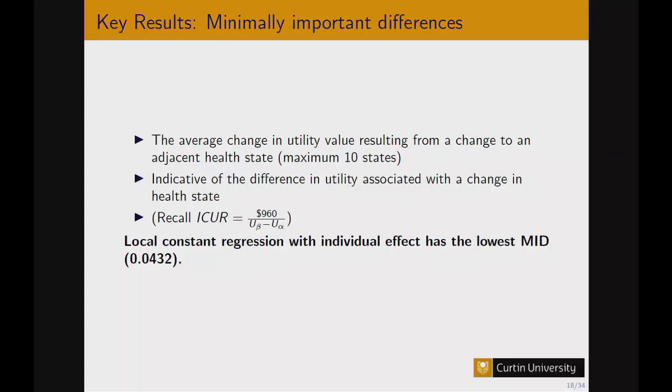So another thing that is done in this literature is to look at the minimally important difference. If we take all of the health states that are nearby, every health state has 10, or sometimes less if they're on the boundary, but there's 10 health states that are one step away in one level. If we take the average of all of those and combine them together, then the local constant regression has the lowest minimally important difference of all of these measures. So it's more sensitive to changes in utility overall. And you may recall that when we're looking at the incremental cost utility ratio, the difference actually makes a difference. Right? If we have very small differences, it's going to relate to larger quality adjusted life year costs.